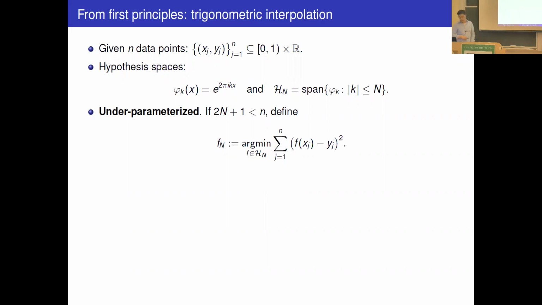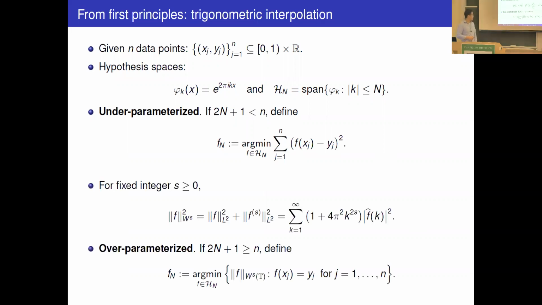So let's look at, say, trigonometric interpolation. Let's say there's n data points on the torus, say, R mod Z. And what I'd like to do is fit these data points with trigonometric polynomials up to degree capital N. So here I have this function space of dimension 2N plus 1. And if 2N plus 1 is strictly less than the number of samples, I can't fit the data perfectly. The best I can do is this L2 error. But on the other hand, if there's more parameters than number of samples, then I can fit the data points perfectly. So there's some non-uniqueness here.